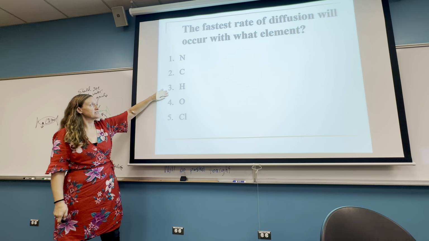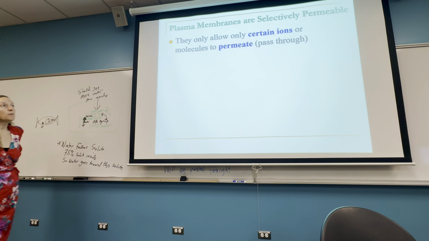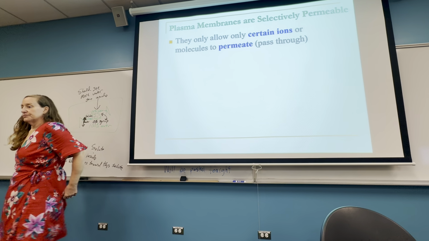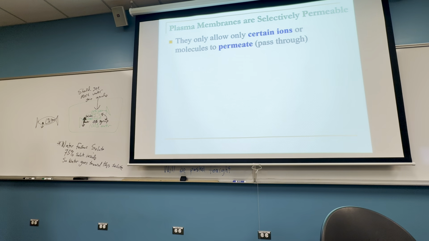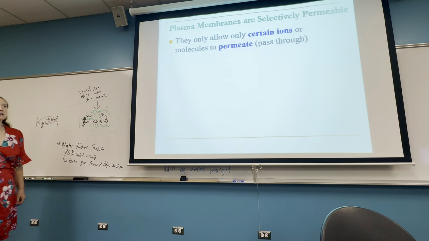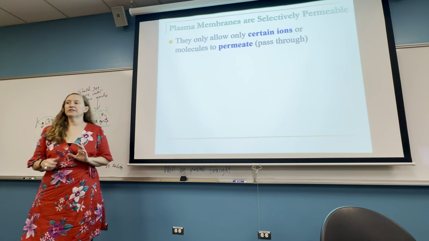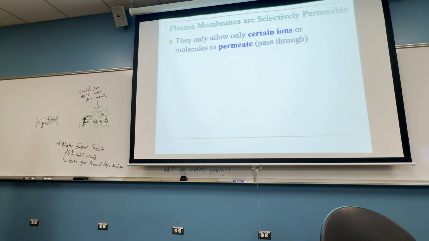Plasma membranes are what we call selectively permeable. They don't allow just anything in or out, which is great, because what if you have a bacterium or a virus or poison outside of your cells? The ability to select what goes in or out makes it a lot safer for our cells. Not always, but it does add some layer of protection.